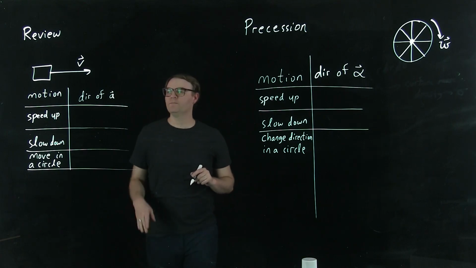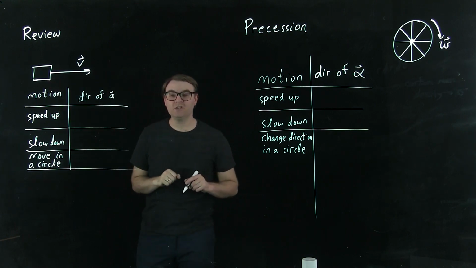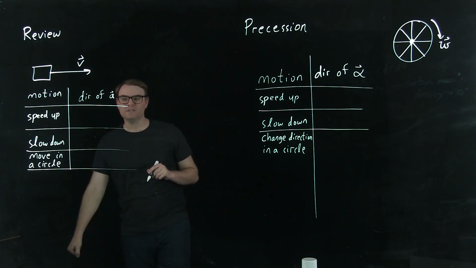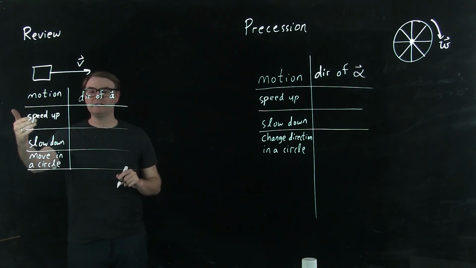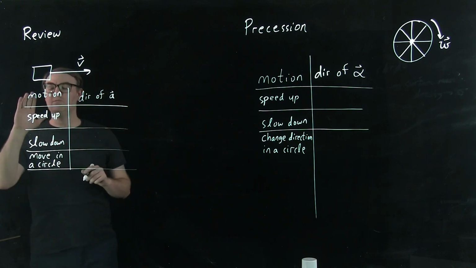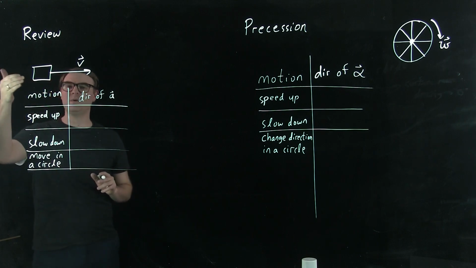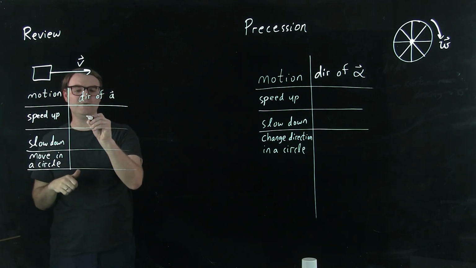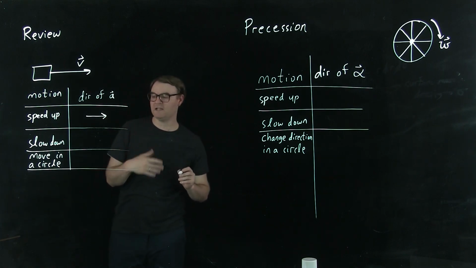Welcome everybody. So you've been thinking about how to get three different possible motions for an object which is initially moving in a straight line with some velocity. So first we thought about, well, what if I want the object to speed up? What do I need the acceleration of that object to be? We know this from way back in our translational motion section that if I want this thing to speed up, I need the acceleration to be in the same direction as the velocity, parallel to the velocity.